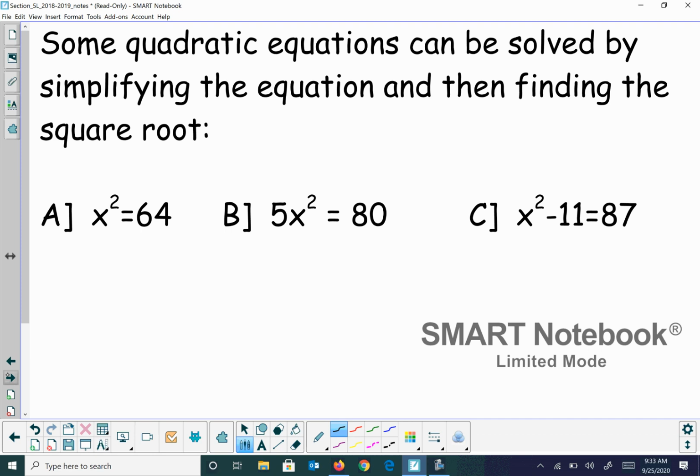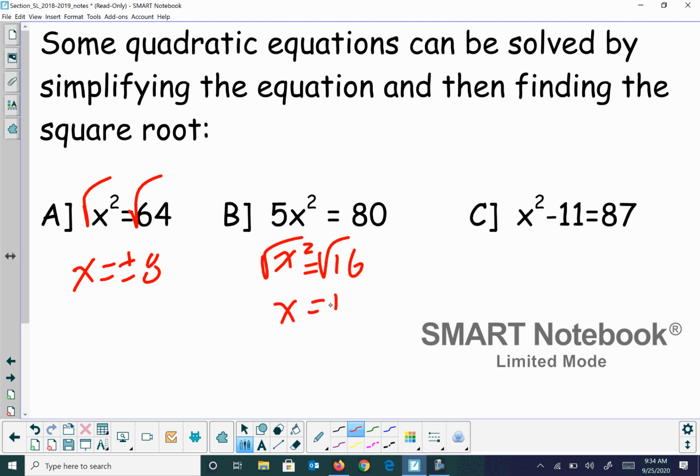All right, so some quadratics can be done by taking square roots. So if I take the square root, I'm going to get x equals plus or minus 8. Okay, there's always 2 roots to it. Next one, I'm going to divide each side by 5 first. Take the square root of both sides, so I get x equals plus or minus 4, so there's 2 solutions.